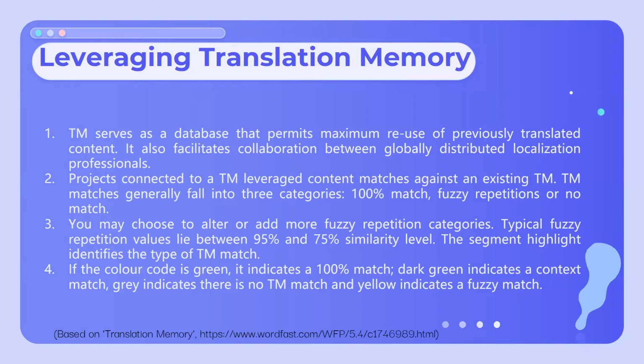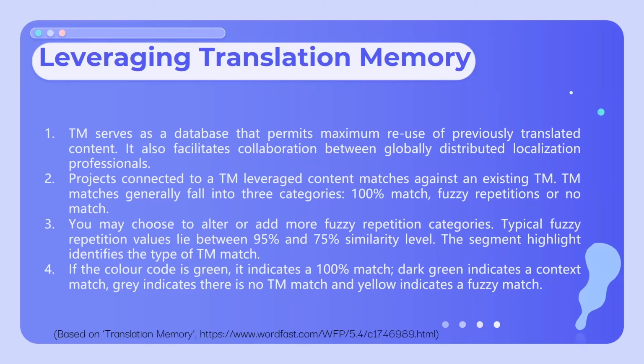Also, it can facilitate collaboration between different translators, even though they may be distributed worldwide. So projects connected to a translation memory leverage content will be matched against an existing translation memory. Translation memory matches can fall into 3 categories. For example, 100% match, fuzzy repetitions, or no match.